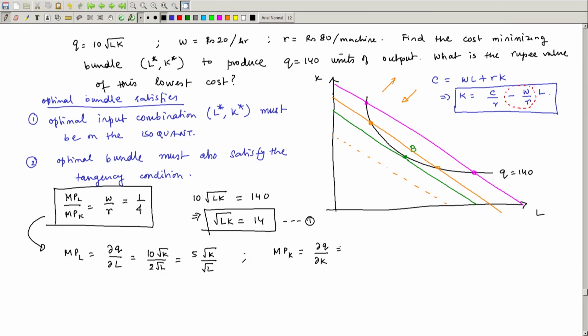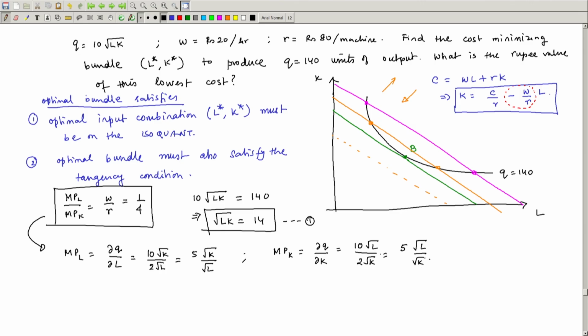Since my production function is 10 times the square root of LK, now I will pull out the L outside. So I have 10 times root L. The derivative of root K with respect to K is going to be 1 upon 2 root K. So this is going to give me 5 times square root of L upon square root of K.